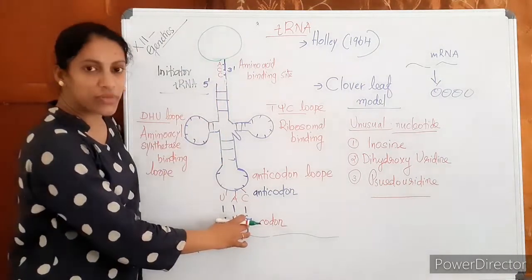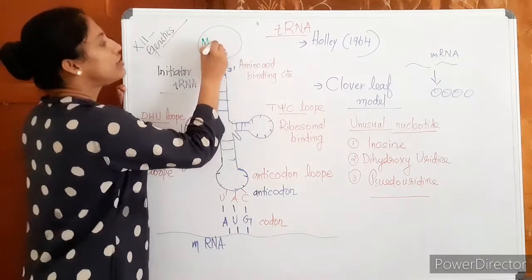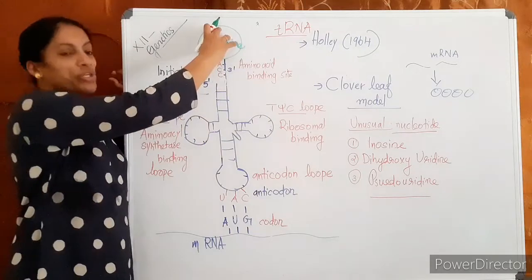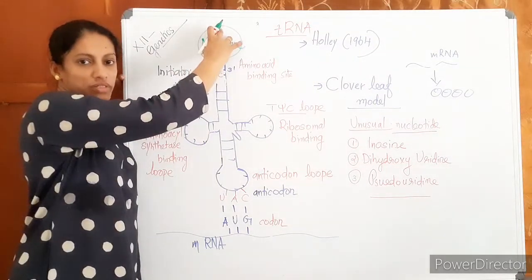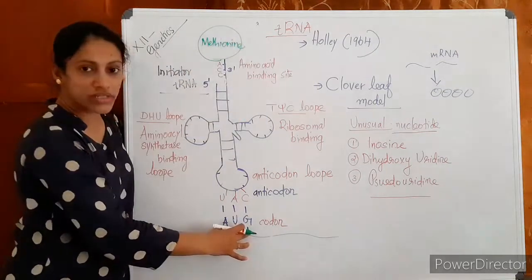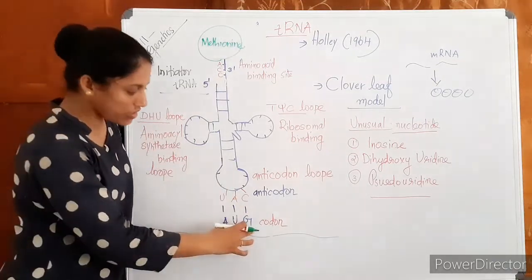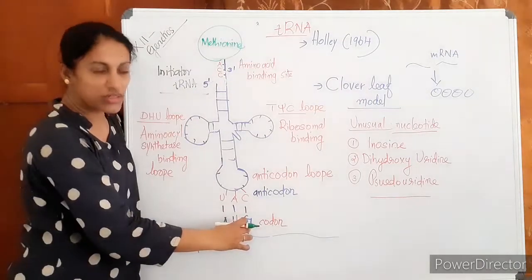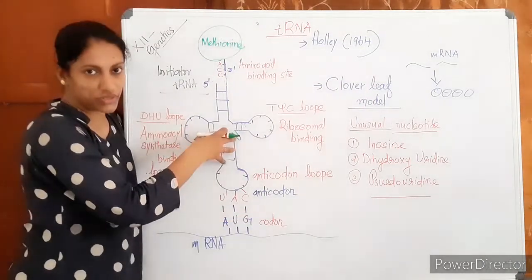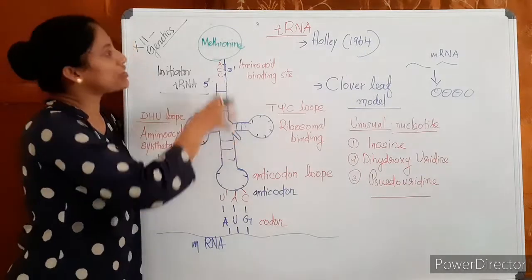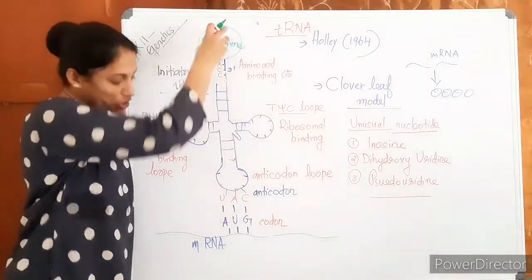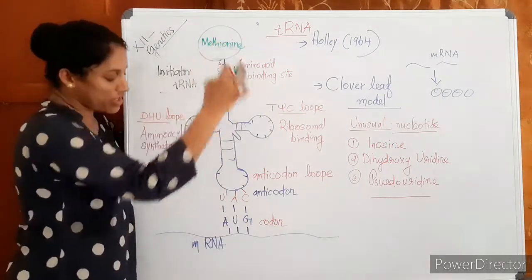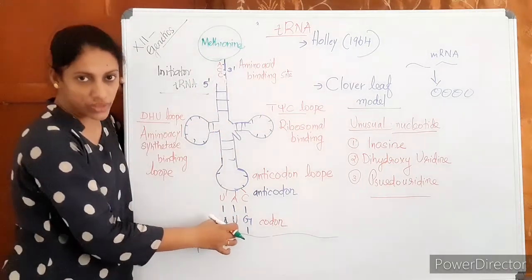AUG stands for which amino acid? Methionine. Okay, this is the way. See, the methionine is our charger. Okay, this is our socket, our plug point. Methionine cannot join here. So this is our adapter. This acts as the adapter to join or bring methionine to AUG. Is it okay? Methionine cannot directly attach to AUG.